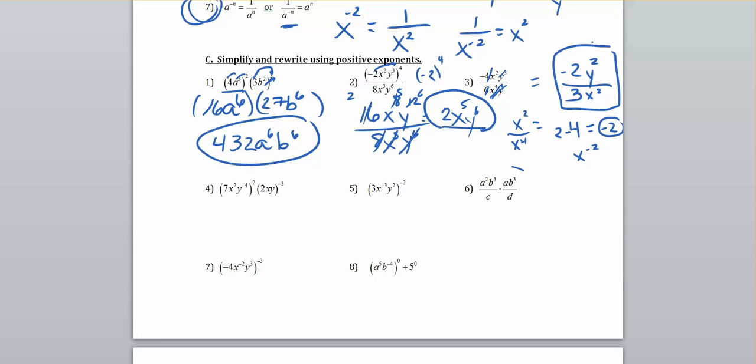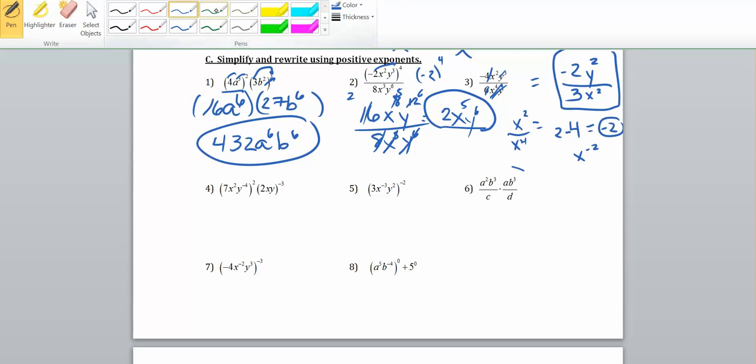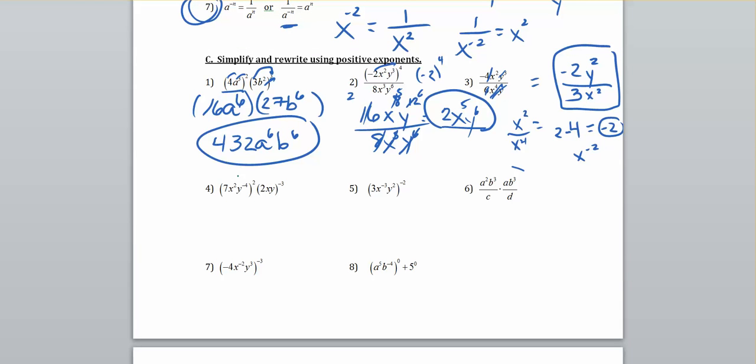So number 4, I've got parenthesis to a power and another parenthesis to a power. So let's do each of those separately, and then we'll worry about combining them. So I'm going to say 7 squared is 49. X squared squared is x to the 4th. And then -4 times 2 is -8. And I'm just going to leave it for now.